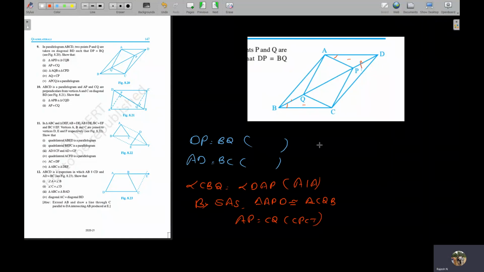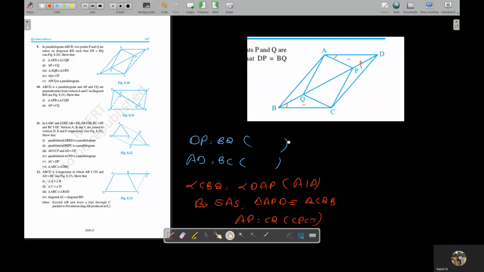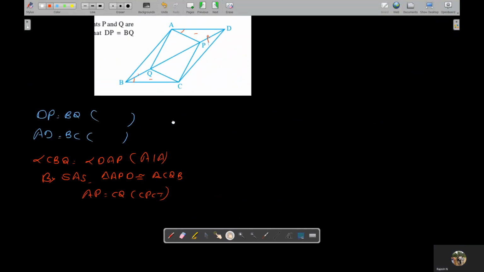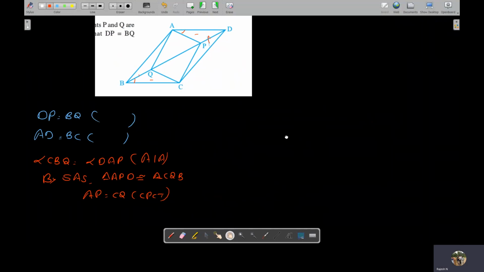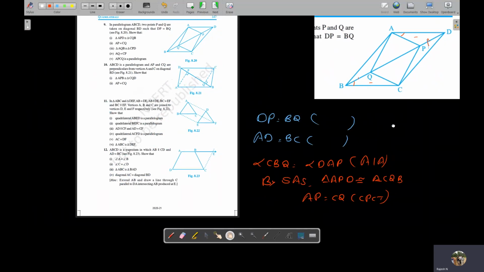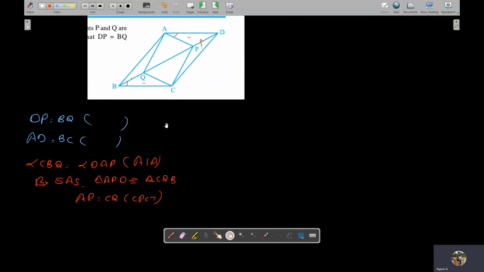AP is equal to CQ. What is AP? AP is this, and this is CQ. AP is equal to CQ is here. Now what is the next step? What do you have to show next? Next is triangle AQB congruent to CPD. How to show AQB congruent to CPD? Same process.